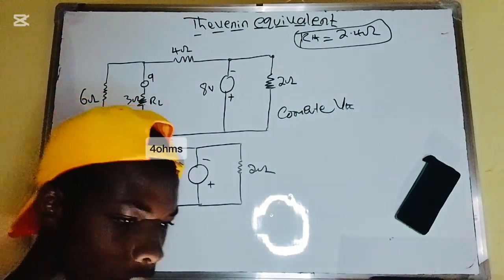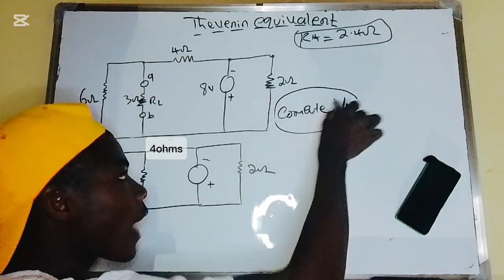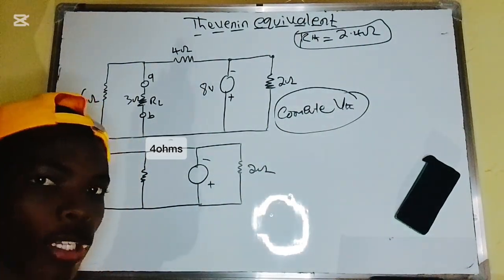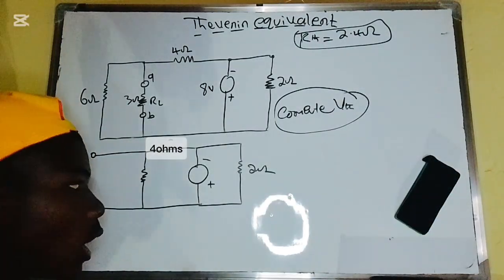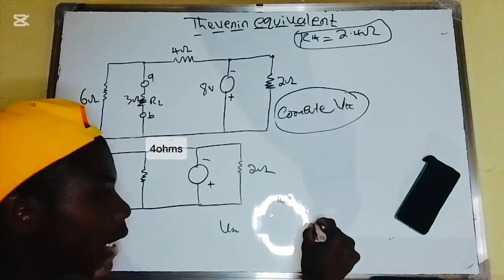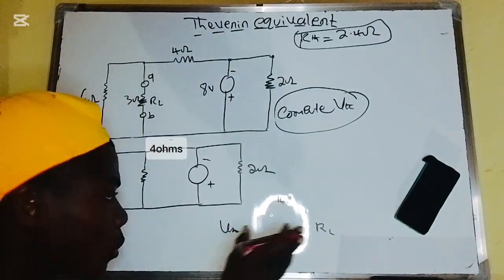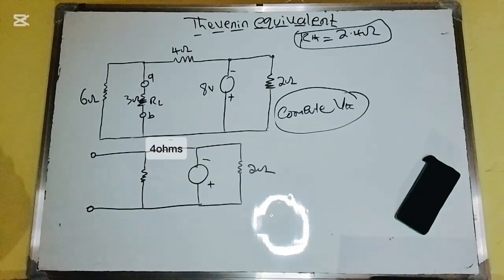So here I have to compute the Thevenin voltage. It means I have to compute this circuit and see whether I can find the Thevenin voltage, so that my circuit should be full. I'll have my Thevenin voltage, and I will have my Thevenin resistance, and here I will have my RL. This is what I mean.